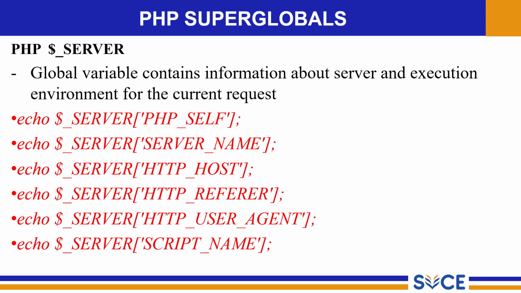$_SERVER['HTTP_REFERER'] returns the URL of the page that referred the user to the current page. Then $_SERVER['HTTP_USER_AGENT'] returns information about the browser and operating system the client is using. Then $_SERVER['SCRIPT_NAME'] returns the path of the current script, similar to PHP_SELF.